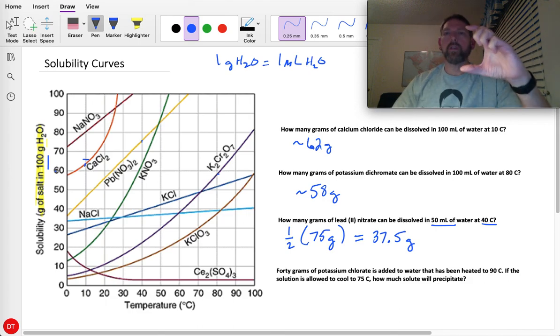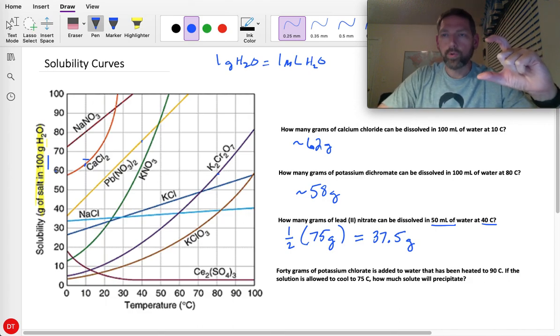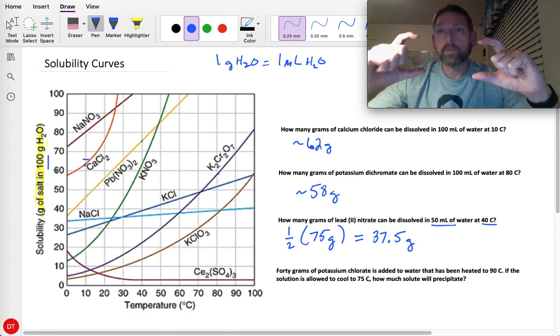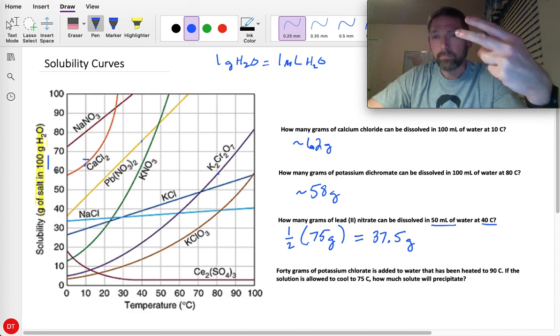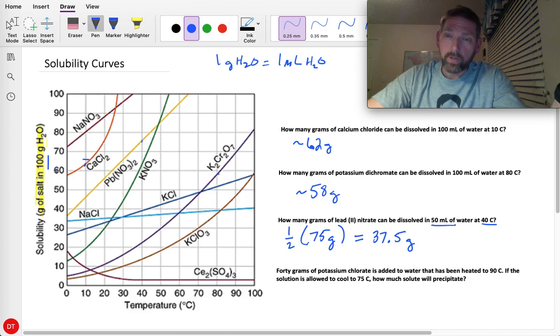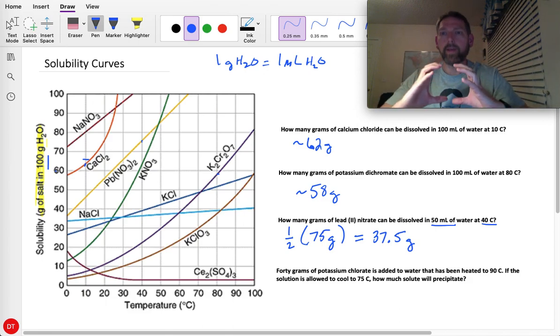So it's almost like thinking like you've got one beaker here with 100 milliliters that holds 75. You have another beaker with 100 milliliters of water that holds 75. If you pour them both together into one, you have 200 milliliters, and you would have 150 grams of salt in one container. All right.